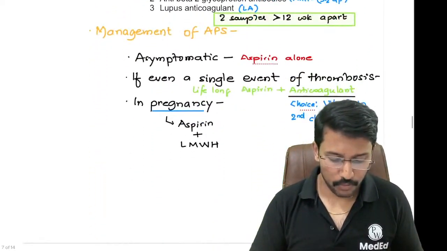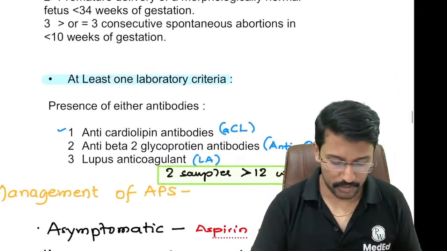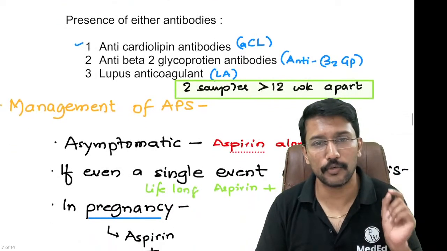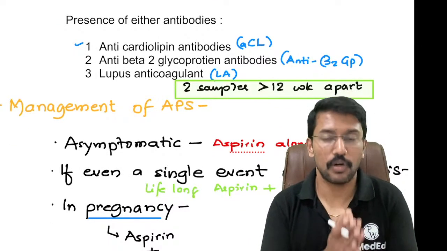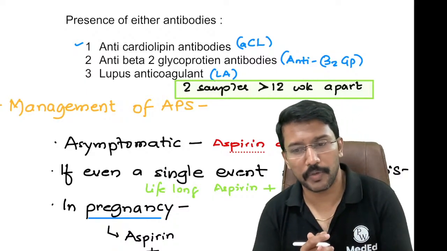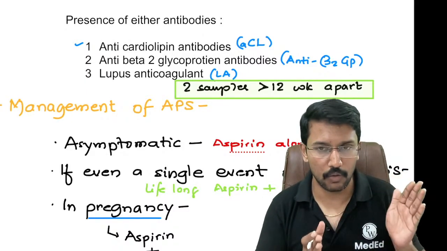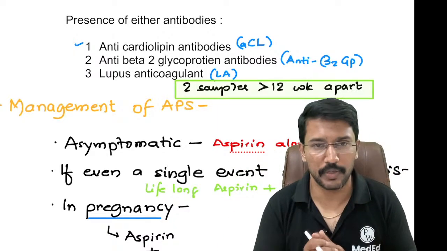Right. So if I have to diagnose it, I need some clinical parameters plus antibodies. The antibodies are anti-cardiolipin antibody, anti-beta-2 glycoprotein antibody, and lupus anticoagulant. Single sample positivity does not confirm the diagnosis of antiphospholipid antibody. At least 2 samples should be positive, taken 12 weeks apart. So one now, 3 months later, one more, both positive. Only then do you make the diagnosis of antiphospholipid syndrome.